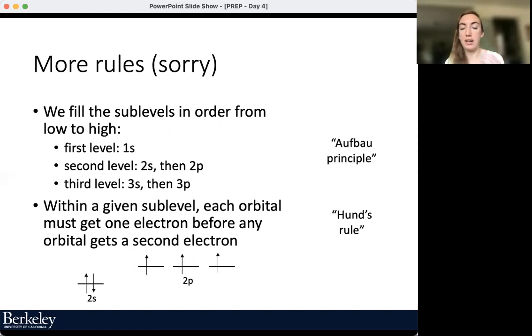And then now all of my p sublevel orbitals have 1 electron. So if I need to add another electron, now I can start putting a second electron. So my next electron is going to go here. Does this make sense? Does anybody have any more questions?